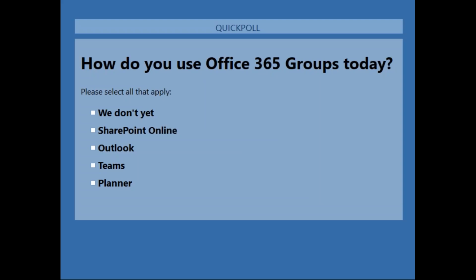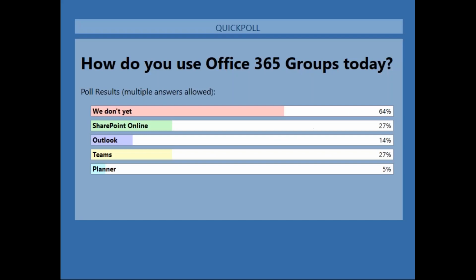All right, so let me close that out and share that again. So about 2/3 not using Office 365 Groups yet. So that gives me some context. We're going to spend a little bit of time in the next couple of slides talking about Office 365 Groups and what those are. SharePoint and Teams actually being the predominant one. So that's higher than Outlook. So that's nice to see.